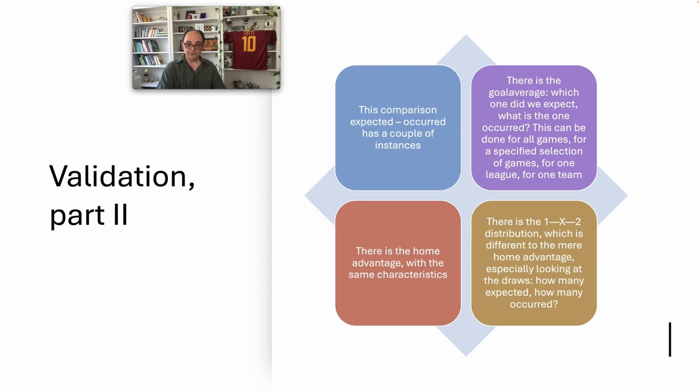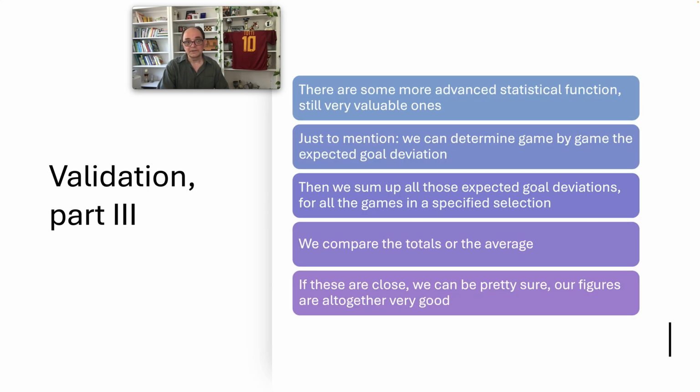There is the home advantage with the same characteristics. There's the 1x2 distribution. How many home wins, how many draws did we expect, and how many away wins, especially the draw. Especially looking at the draws, how many expected, how many occurred. Because this is something the market, or the bookies, do not care so much about. People do not like to bet on draws, but it's usually because they do not know how to determine the chance or how to approach it. I mean, you get statistics, but if you have the expected and real value, then you know a lot better how many you expected, how many occurred. Then you understand, am I doing fine?